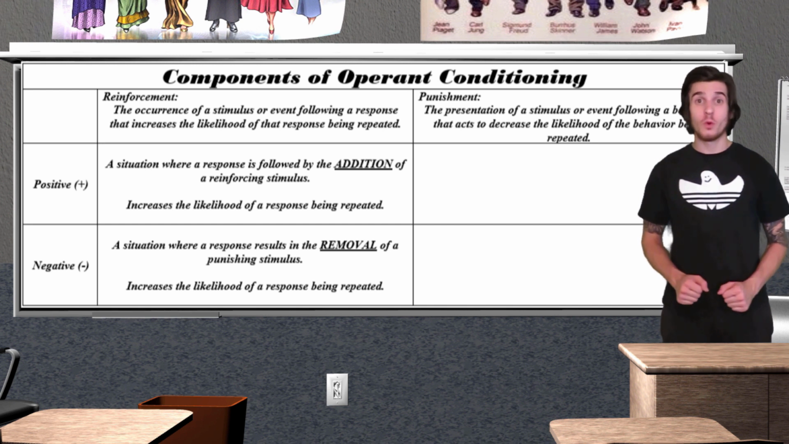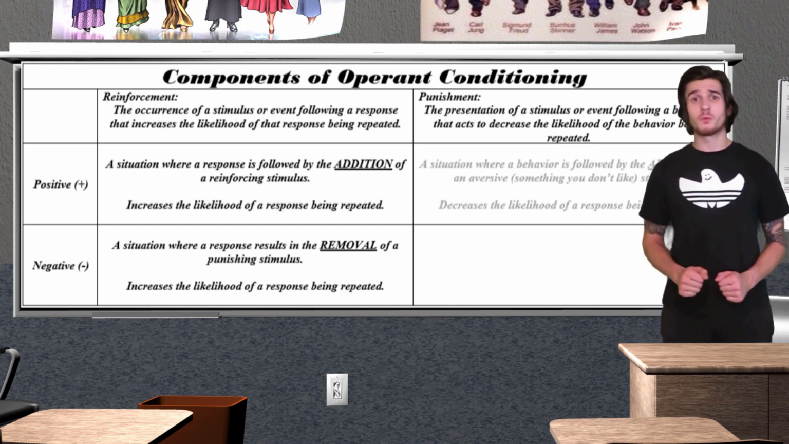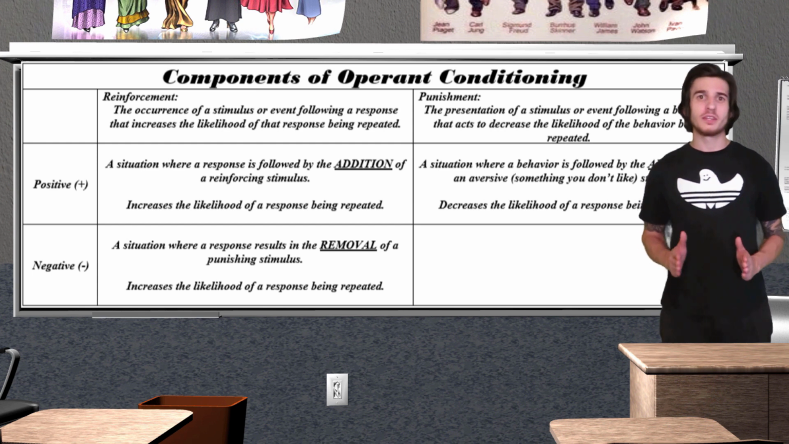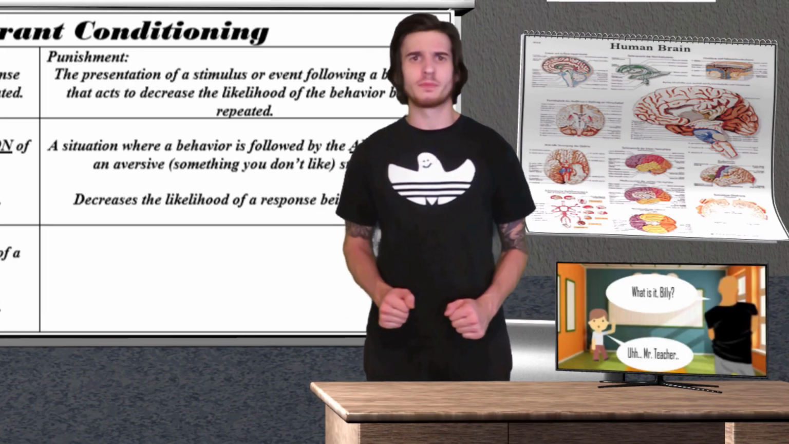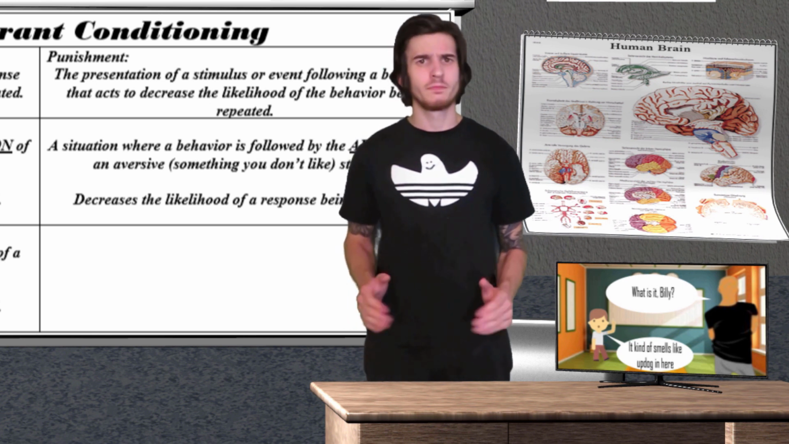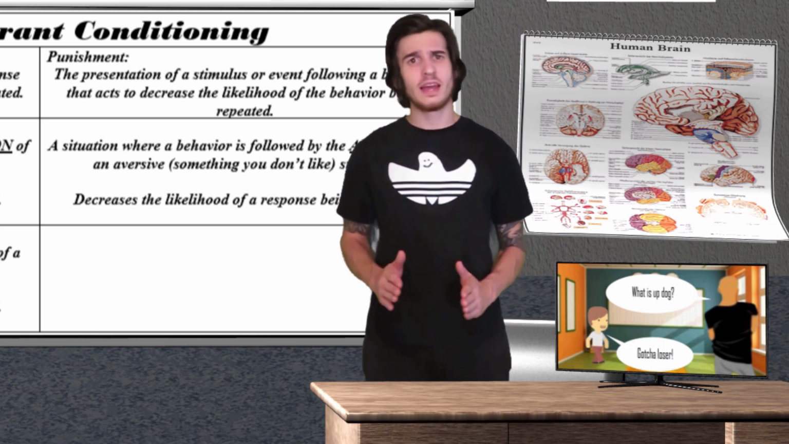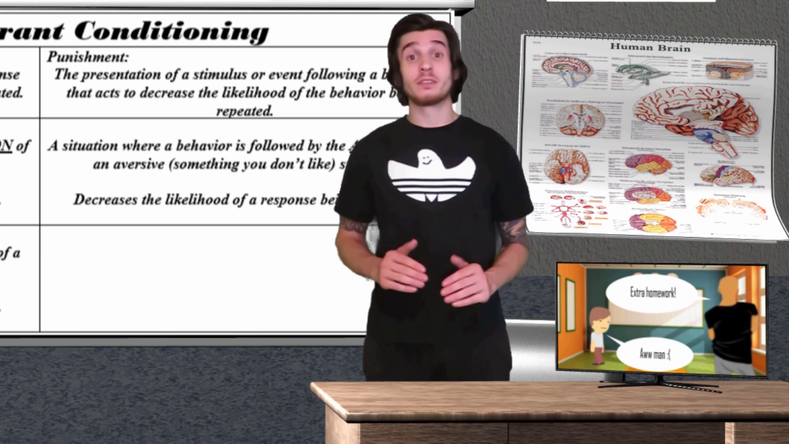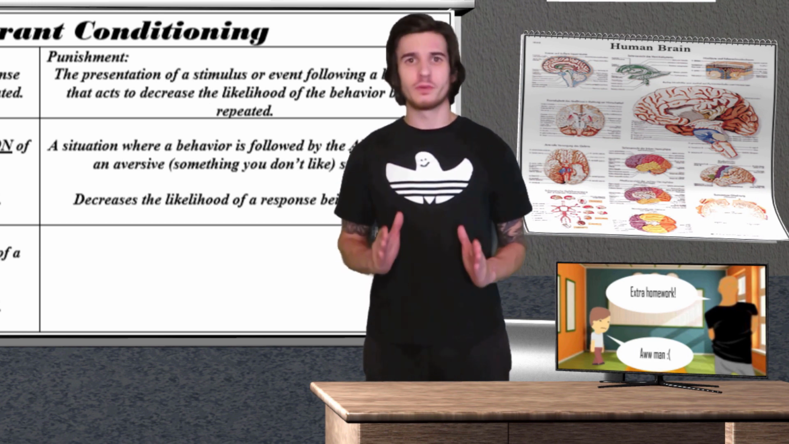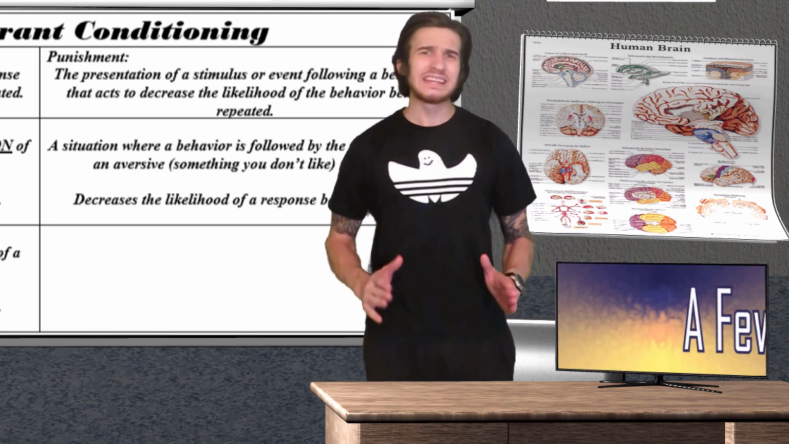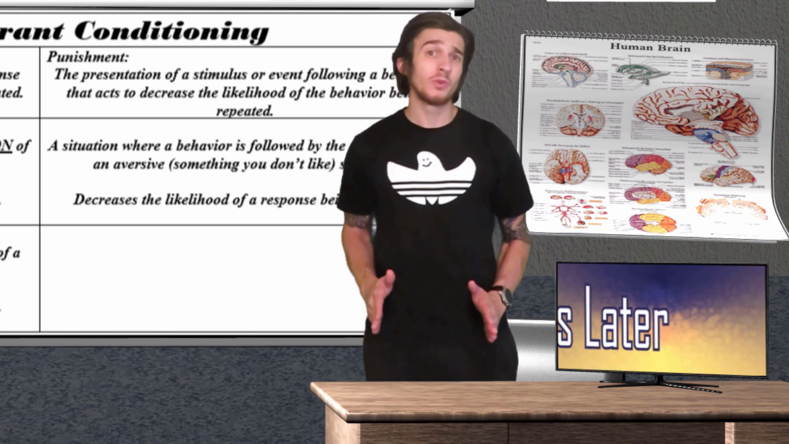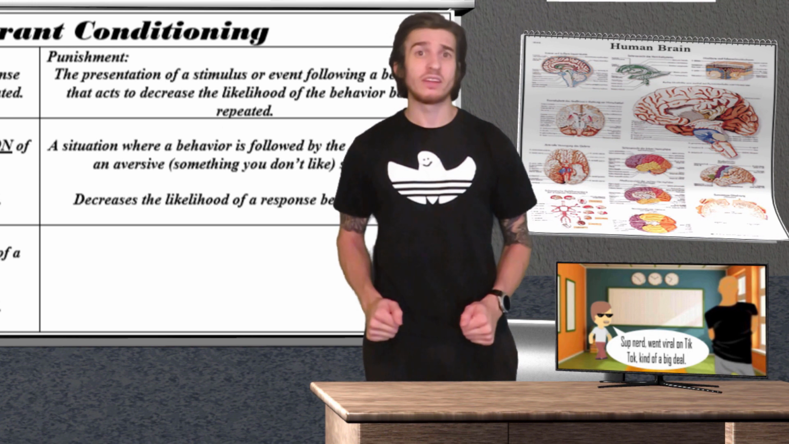Punishment by application, or positive punishment, refers to a situation where a behavior is followed by the addition of an aversive stimulus. Let's say Billy is a bit of a class clown and always interrupts the teacher during her lecture. The teacher, having had enough of Billy's shenanigans, decides to give Billy extra homework. Now, this would be considered positive punishment because something aversive was added in order to stop Billy from misbehaving in the future. Well, let's say this works for a little, but after a few weeks go by, Billy starts to act out in class again.